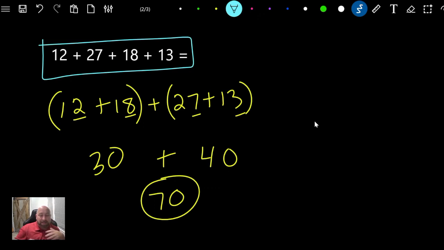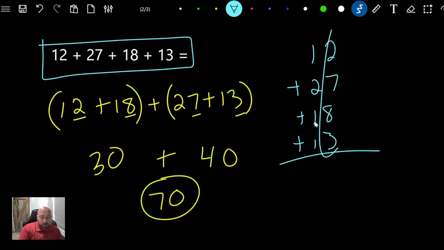So if we go back to the original problem, you might have had a problem going through this whole thing and getting 70. I did all mental math right there, moving some things around. I didn't have to line it up. I didn't have to say 12 plus 27 plus 18 plus 13 and add it all up and carry and do all those other things. So maybe this is just a shortcut for you.